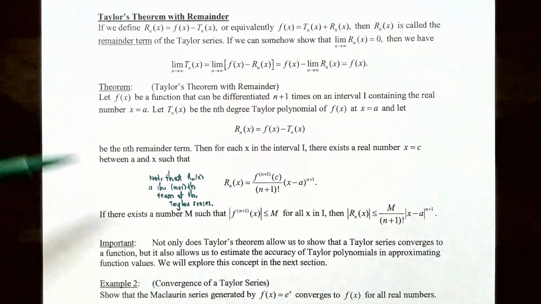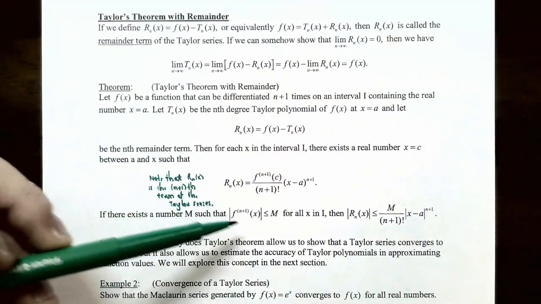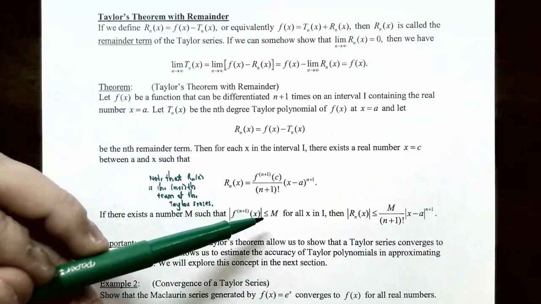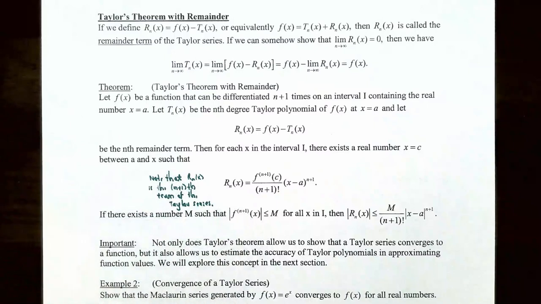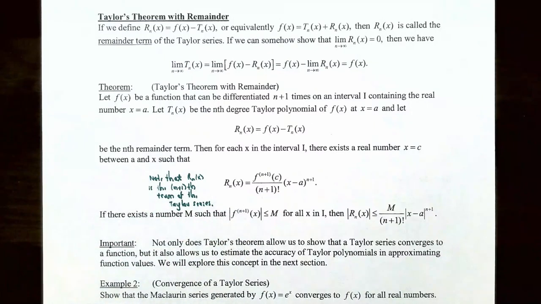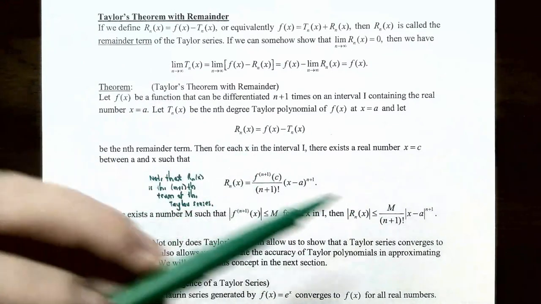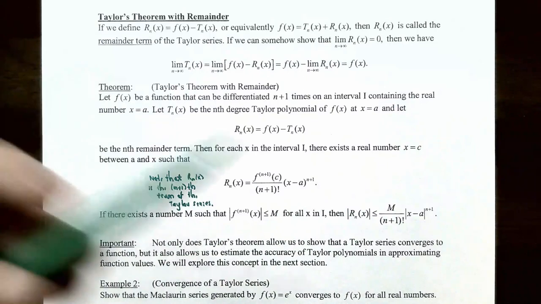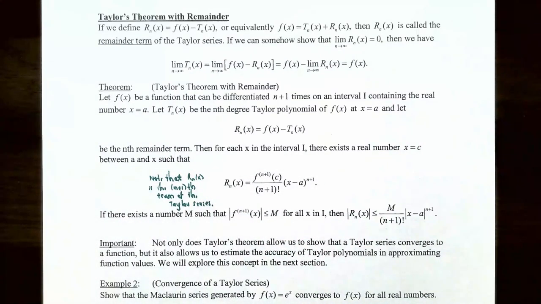If there exists a number M, where the absolute value of your n plus first derivative of the function evaluated at x is less than or equal to M, so if this absolute value of your n plus first derivative for any x value can be no larger than the number M for all x values on this interval I, then the absolute value of your nth remainder term, R sub n of x, is less than or equal to capital M divided by n plus 1 factorial, times the absolute value of x minus a raised to the n plus 1 power.